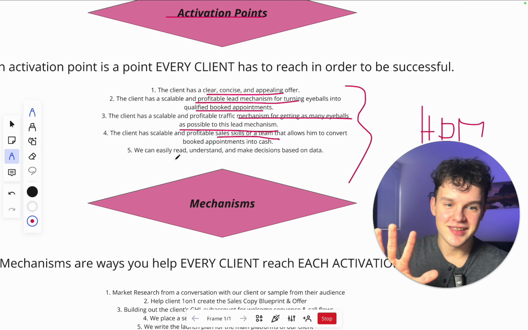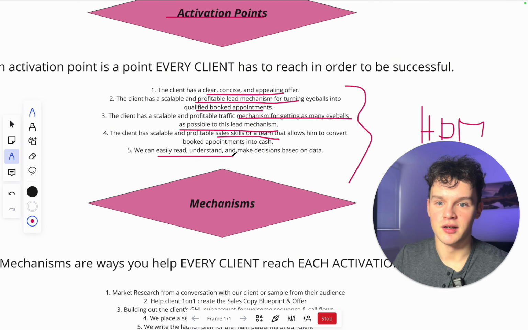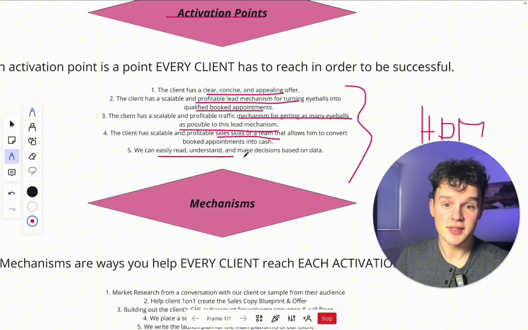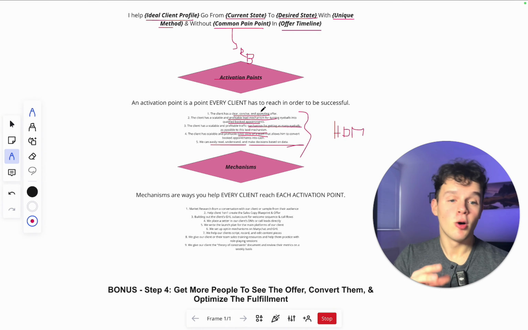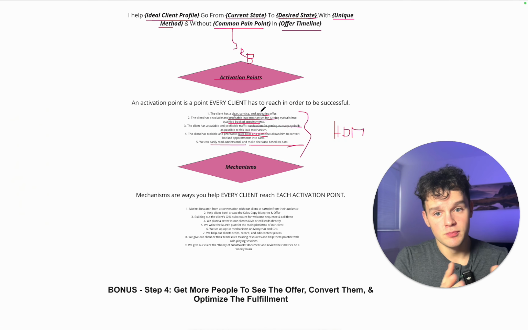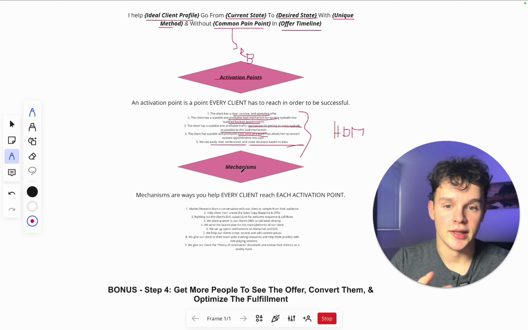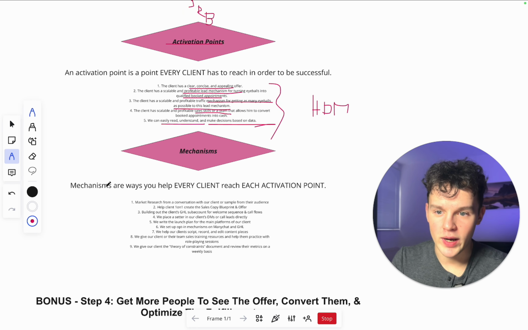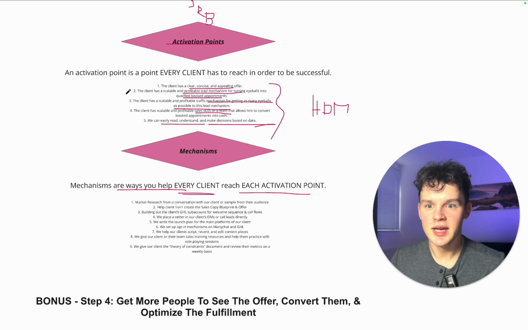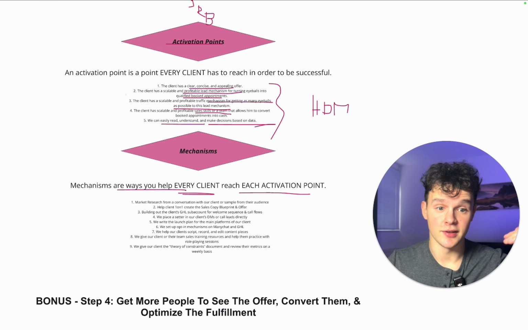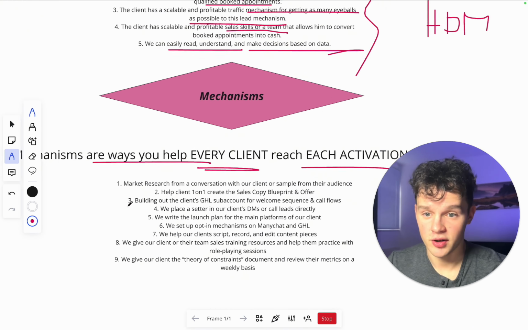And the fifth is they have to have an easily readable, understandable data source so that we can make decisions based on data. So these are the activation points. And how do you actually get people to those activation points? It's done by the mechanisms, because the mechanisms are ways that you help every single client reach each and every activation point. So whenever someone comes into our system, first of all, they get onboarded, and then we figure out how exactly we are getting them to each and every activation point. And these are done by the mechanisms.